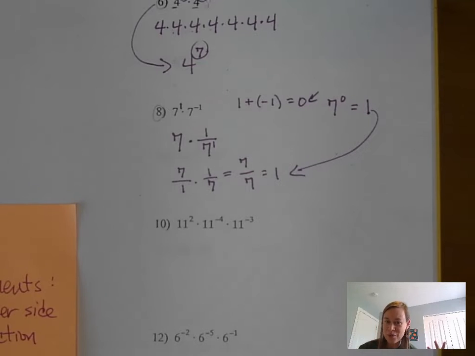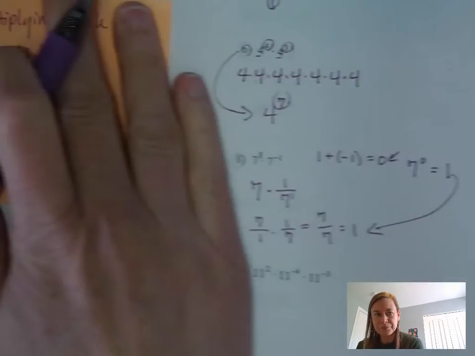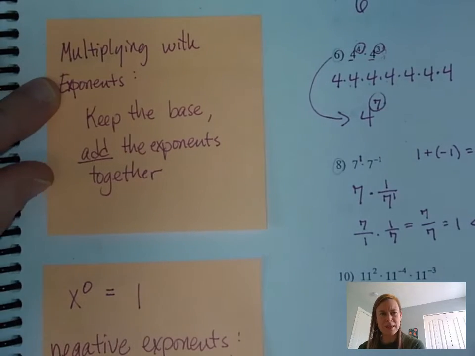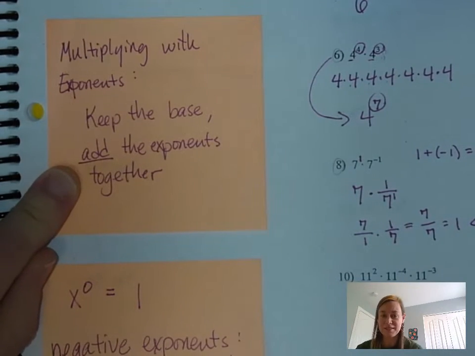So it looks like no matter what you're dealing with, whether it's positive or negative exponents, the rule of adding the exponents together will work. And here's that rule right here. When you're multiplying with exponents, keep the base the same and add the exponents together.